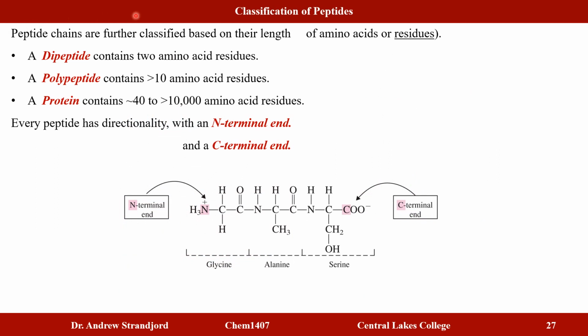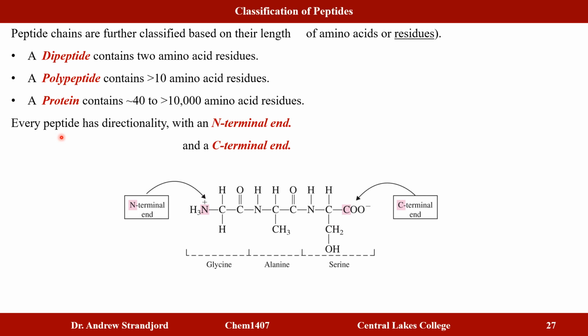So what is the difference between a peptide and a protein? If my molecule contains two amino acid residues, we call that a dipeptide. If it contains greater than 10 amino acid residues, we typically call it a polypeptide, but less than 40. A protein is the term we use to identify a molecule which has 42 to over 10,000 amino acid residues in it.